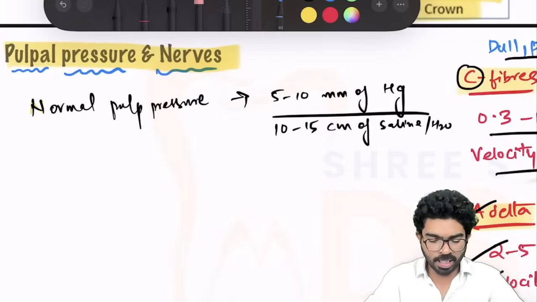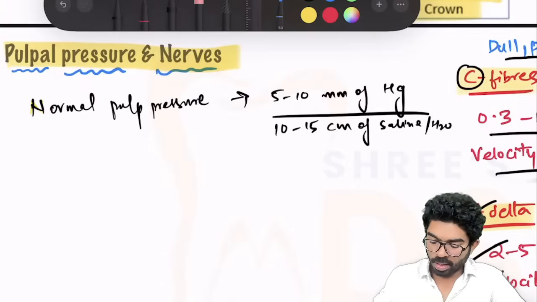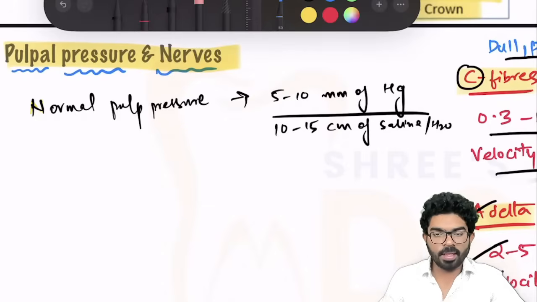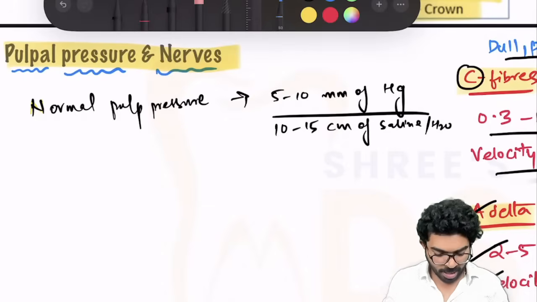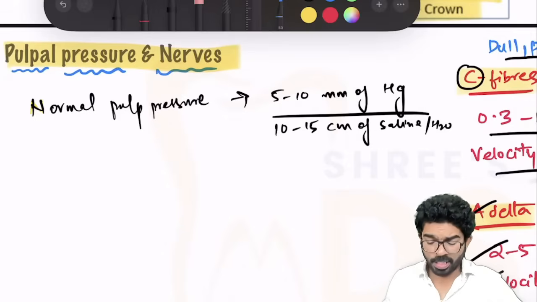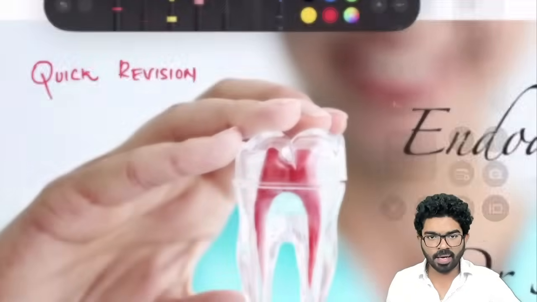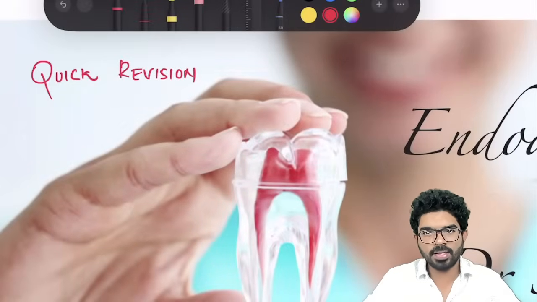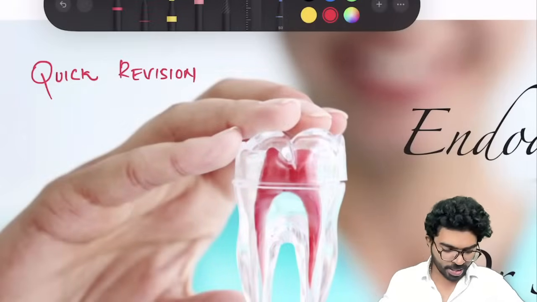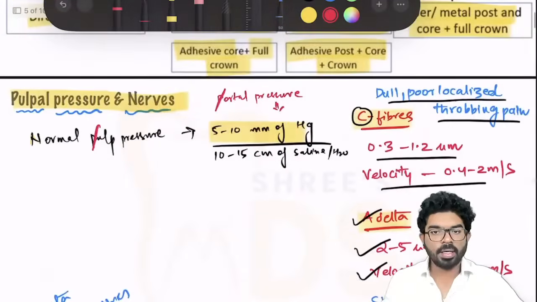One is portal pressure. The second one is pulpal pressure. Both of them start with P, and the values are the same. Pulpal pressure value is 5 to 10 mm of Hg. And the second one is portal pressure. Portal pressure value is also 5 to 10 millimeters of Hg. Okay. Right. You guys are right.